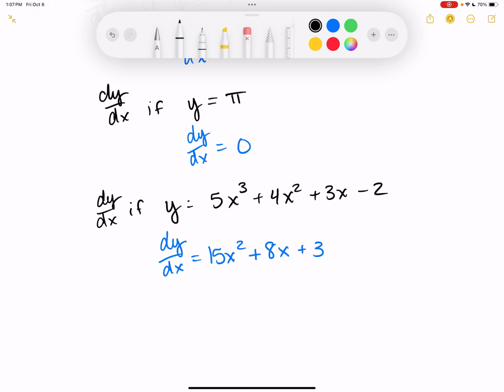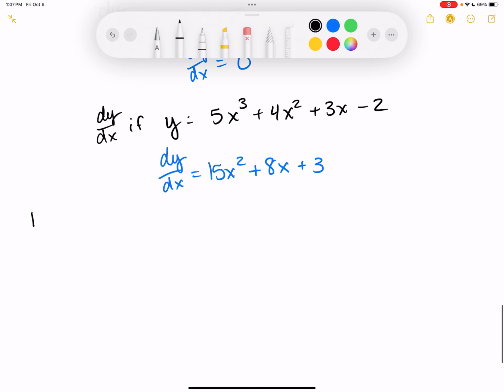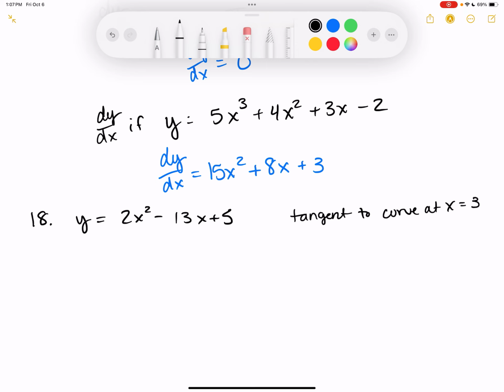All right, this one says to find the derivative of the function y equals, this is 18, y equals 2x squared minus 13x plus 5, and use it to find the equation of the line tangent to the curve at x equals 3. Is this kind of like combining what we did? Mm-hmm. So we are going to do this via the long method, even though we could technically do it with the short method, because it's technically the way this is supposed to be done.